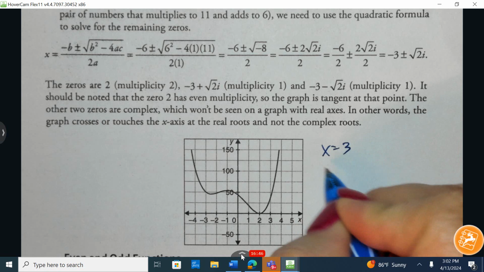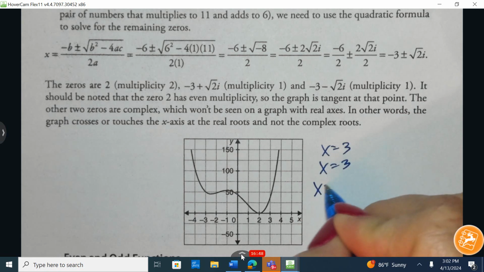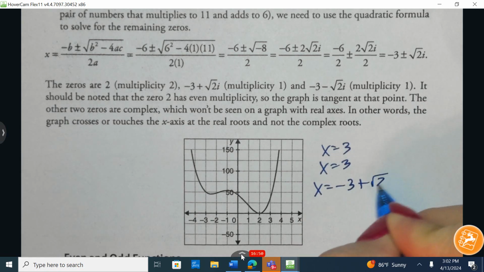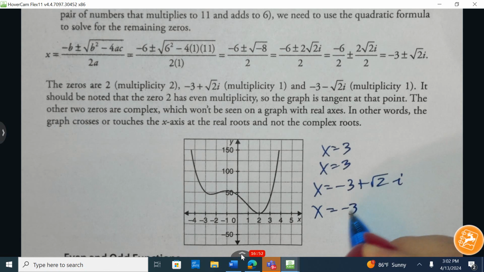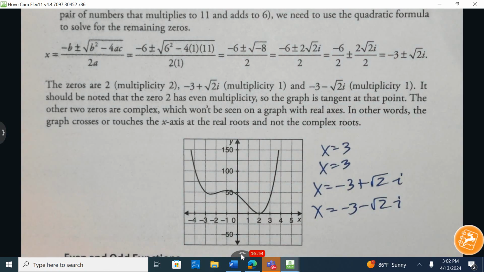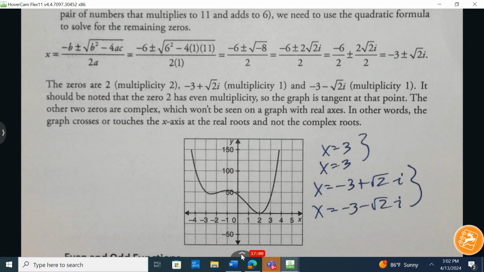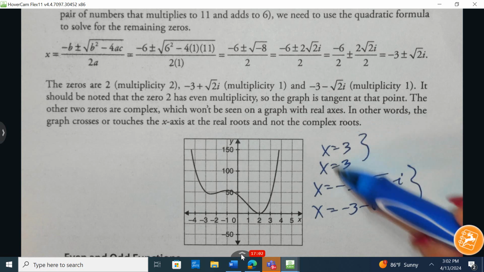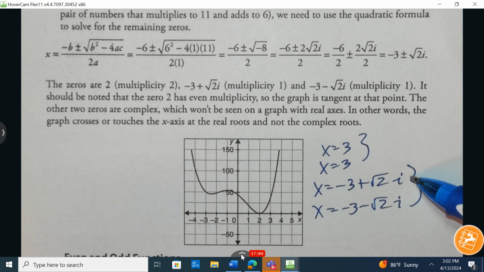I have x equals 3, x equals 3, x equals negative 3 plus the square root of 2i, and x equals negative 3 minus the square root of 2i. So I have one distinct 0 and two complex answers. This is a multiplicity of 2, multiplicity of 1, because it's only written once, multiplicity of 1.